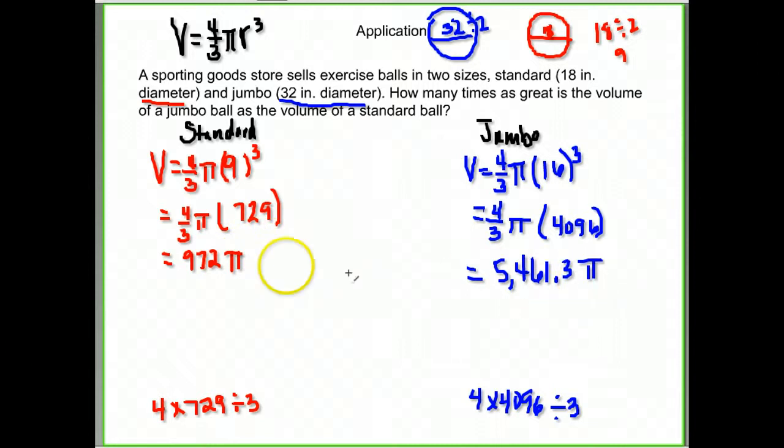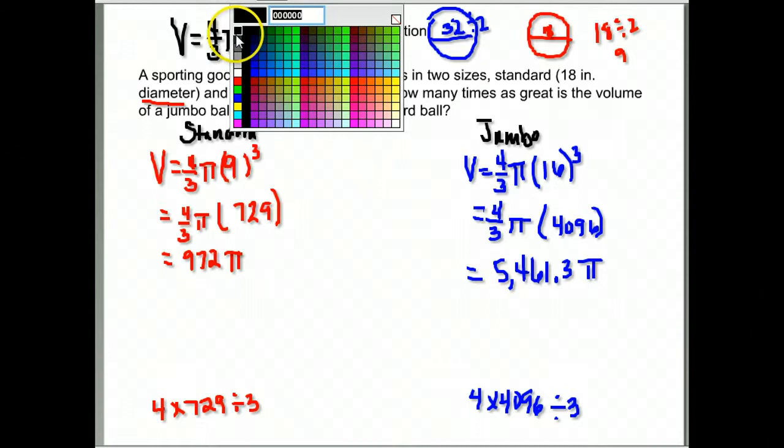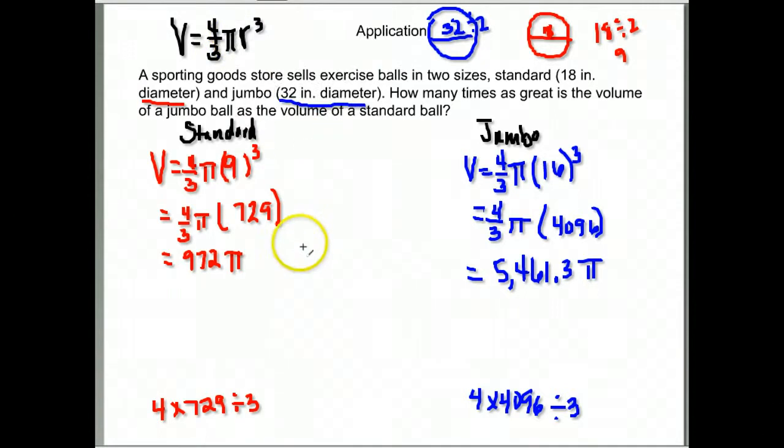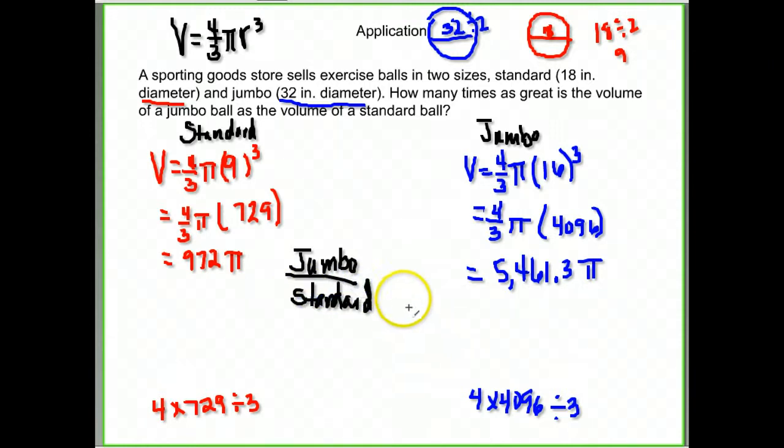Notice they both have a pi, so we can just compare them with the pi's there. We want to know how many times larger the volume of the jumbo is compared to the volume of the standard, so we're just going to divide them. We're going to take the volume of the jumbo ball and divide it by the volume of the standard ball to see how many times greater it was. That would be 5,461.3 divided by 972. You can put the pi's on there, but they would just cancel because there's one on top and one on the bottom. So I'm just going to go ahead and divide those numbers.